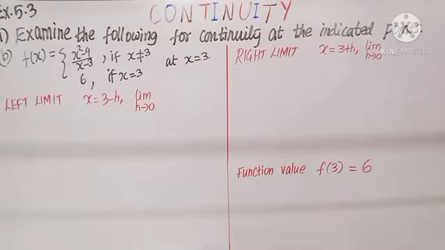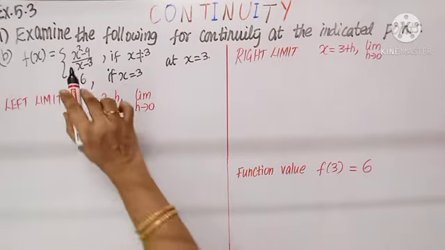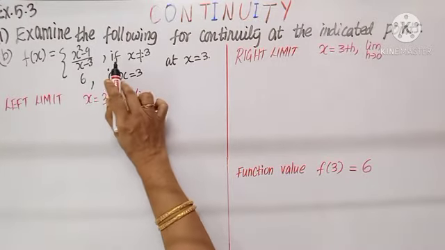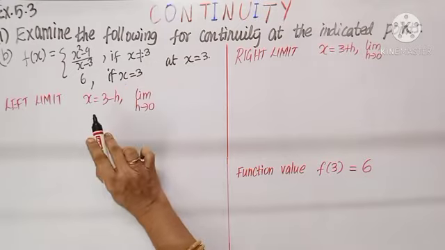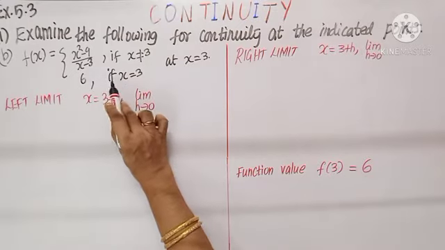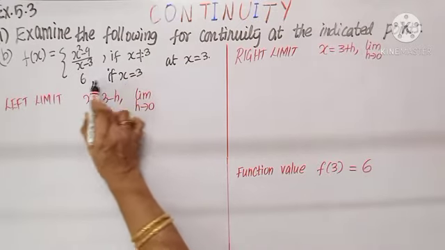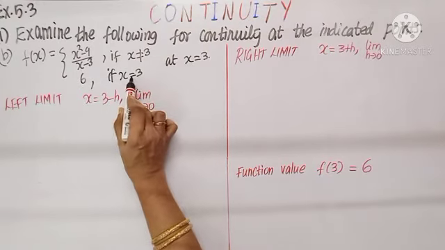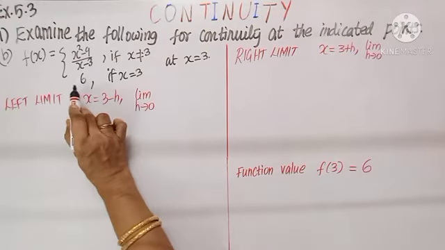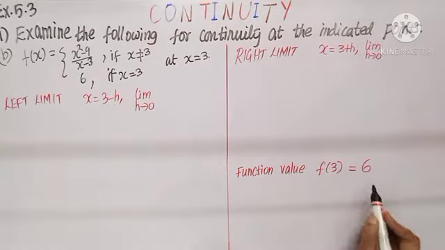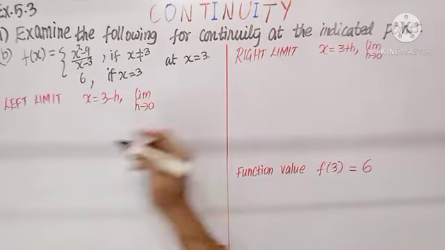B part, f of x equals (x square minus 9) by (x minus 3) if x is not equal to 3, and 6 if x is equal to 3. So this tells me at x is equal to 3, function value is 6. Let us find out the left and right limits.